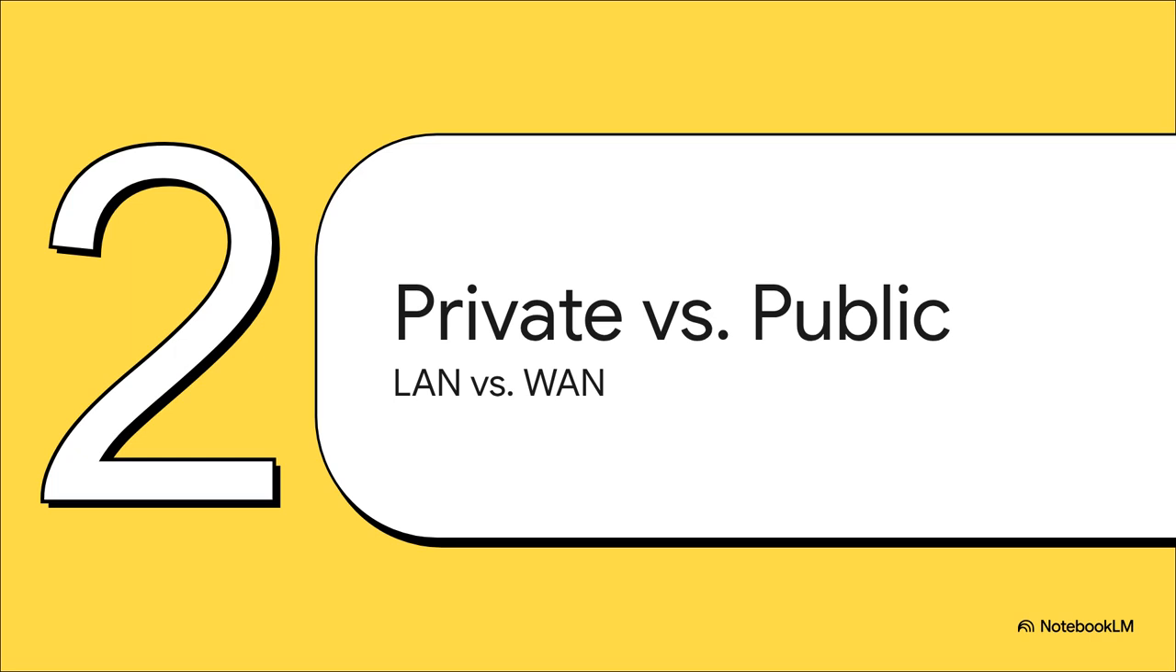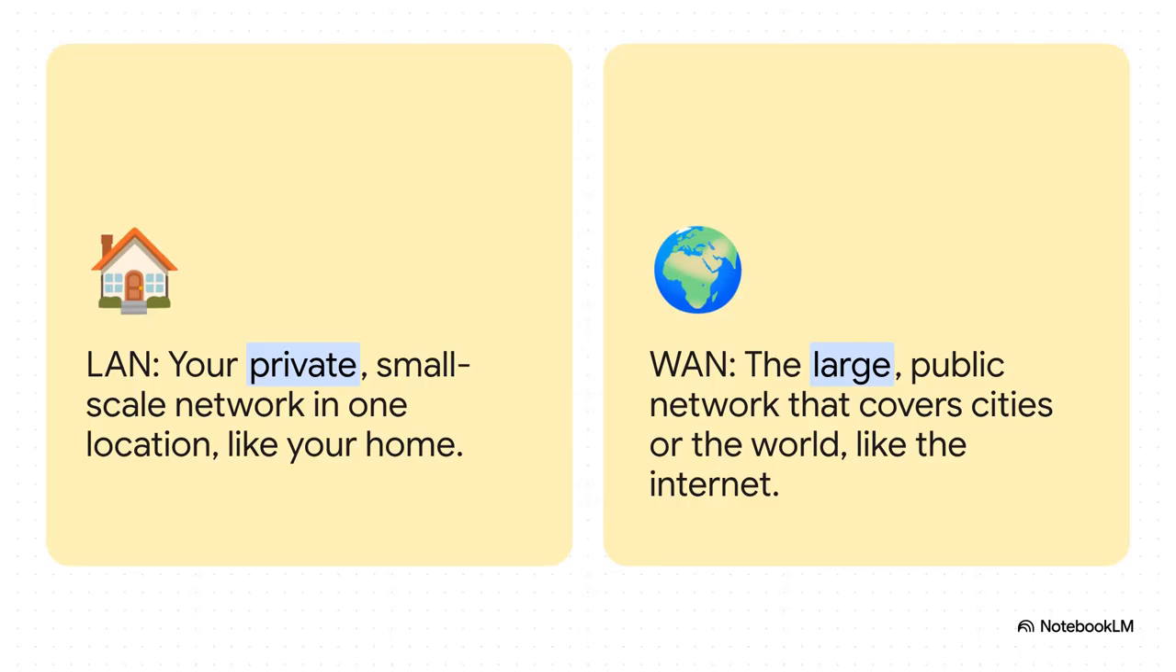Okay, this is where it starts to get really interesting. We have to draw a super important line between the network that's inside your home and the massive network that's outside of it. So your home network is called a LAN. That stands for Local Area Network. Just think of it like your own private digital household. It's your space. Now, the huge public network outside, the internet, that's a WAN, a wide area network. And here's the most important takeaway. Your private LAN connects to the public WAN to get you online.